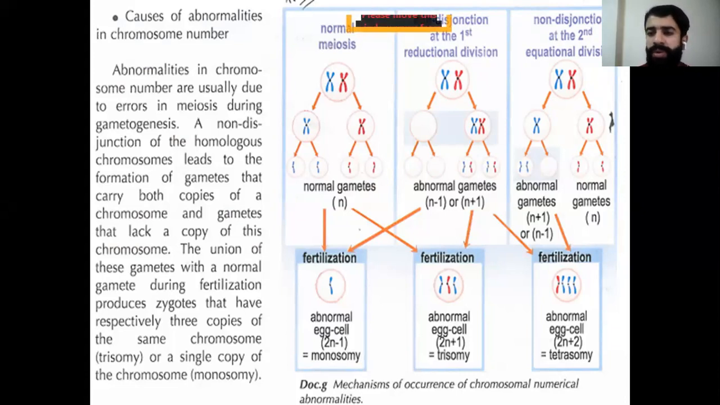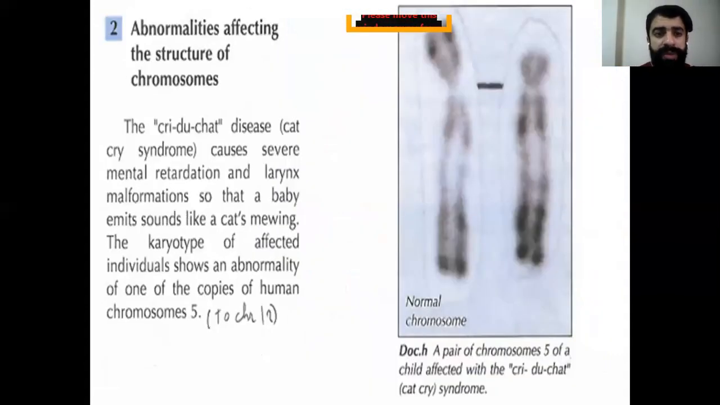So the union by the process of fertilization, the union of the male and the female gamete, leads to the production of a karyotype that has extra chromosomes, or a karyotype having a missing chromosome. In the case of an extra chromosome, we have trisomy, or Klinefelter syndrome, for example. In the case of a missing chromosome, we have monosomy, or Turner syndrome.